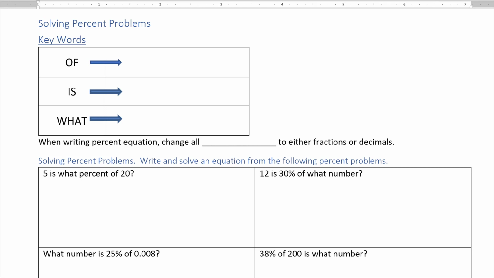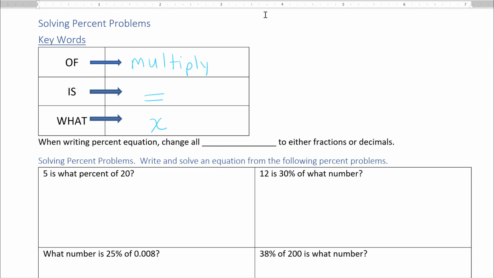So now we're going to be solving percent problems. When you're doing word problems and trying to translate from words into an equation, we need to know some of the keywords. If you ever see the word "of," that's going to mean multiply. If you ever see the word "is" in your word problem, that's going to mean equals. And if you ever see the word "what," that's going to mean x. What is like what you don't know, and that's going to be your variable.